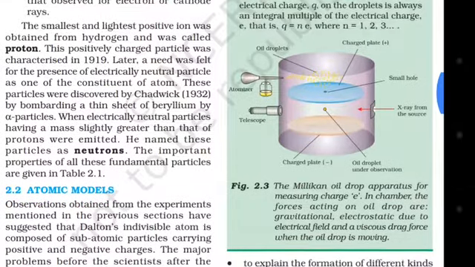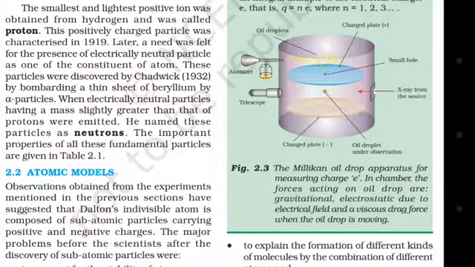The smallest and the lightest positive ion was observed from hydrogen and was called proton. The positively charged particle was characterized in 1919. Later, a need was felt for the presence of electrically neutral particle as one of the constituent of atom.